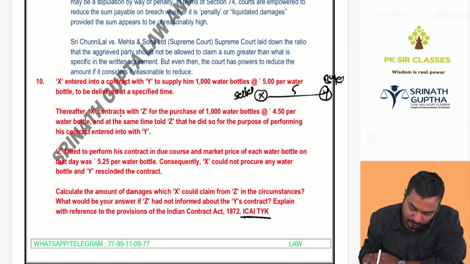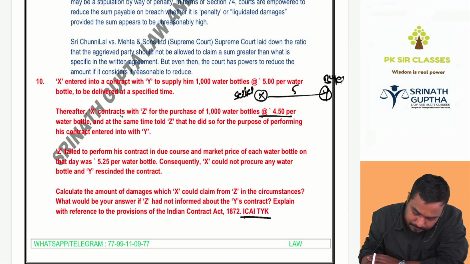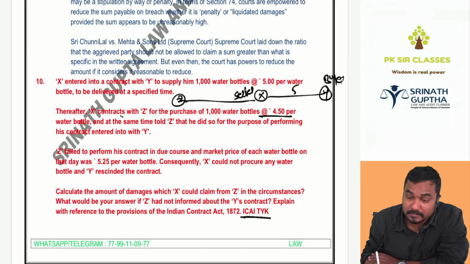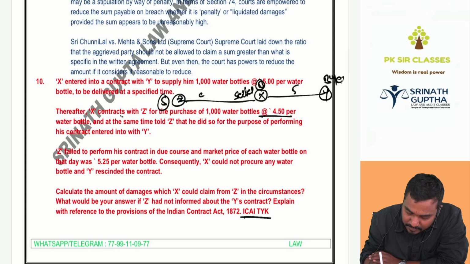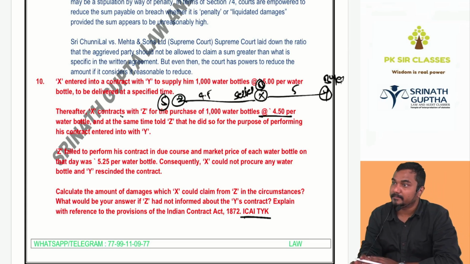Clear? Thereafter, X contracts with Z for purchase of 1000 bottles at the rate of 4.5 per bottle. Then X entered into agreement with Z. So here Z is the seller, X is the buyer. He will purchase at 4.5 rupees, and he will sell it to Y for 5 rupees. Till now clear?